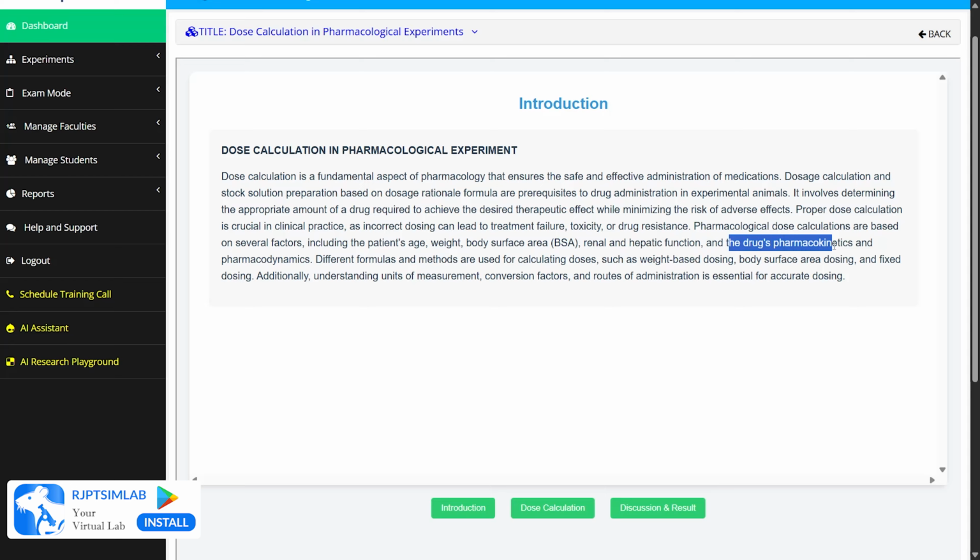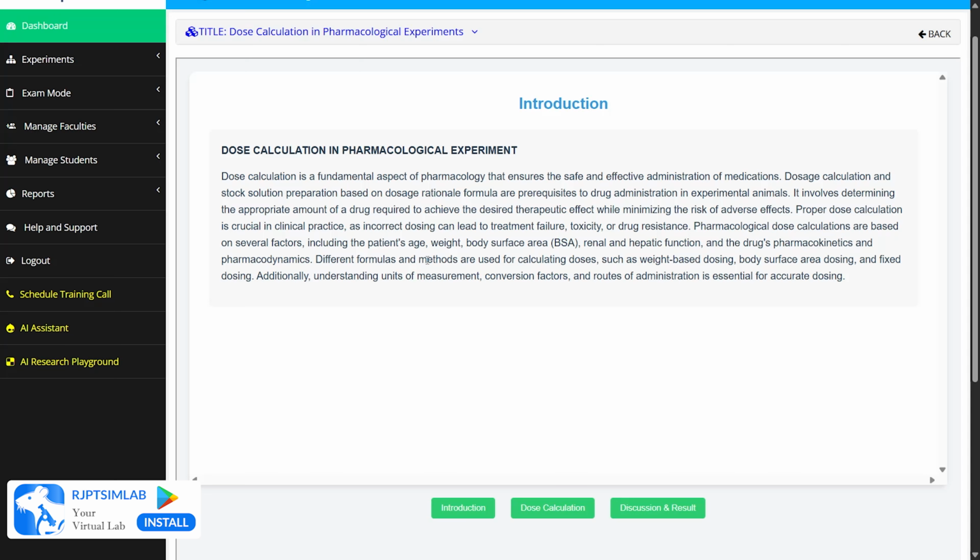And the drug's pharmacokinetics and pharmacodynamics. Pharmacokinetics is the study of what the body does to the drug, which means when the drug is administered, the body shows action on the drug. It shows ADME: absorption, distribution, metabolism, and excretion of the drug. And pharmacodynamics is the study of what the drug does to the body, which means it shows its therapeutic activity.